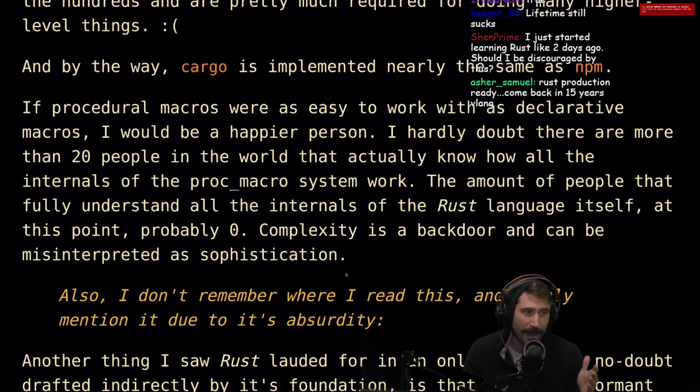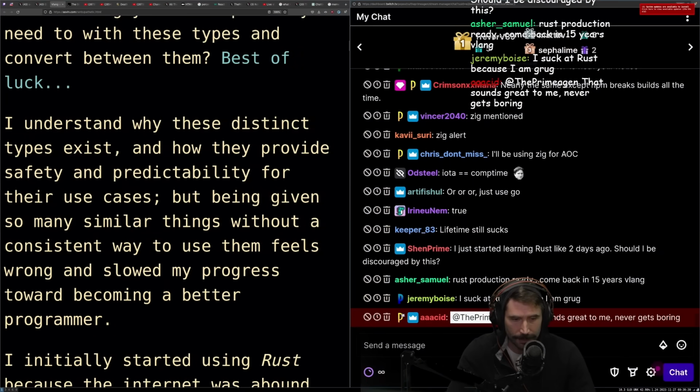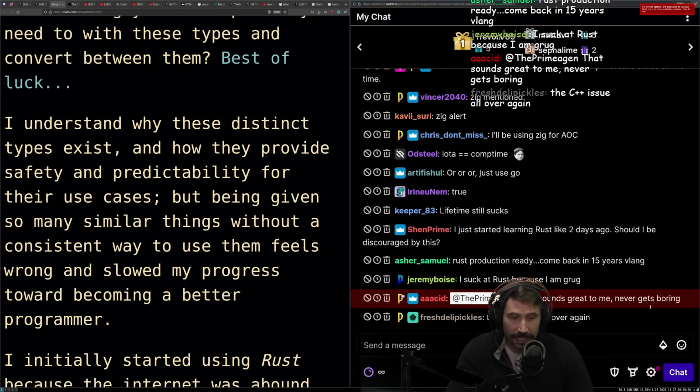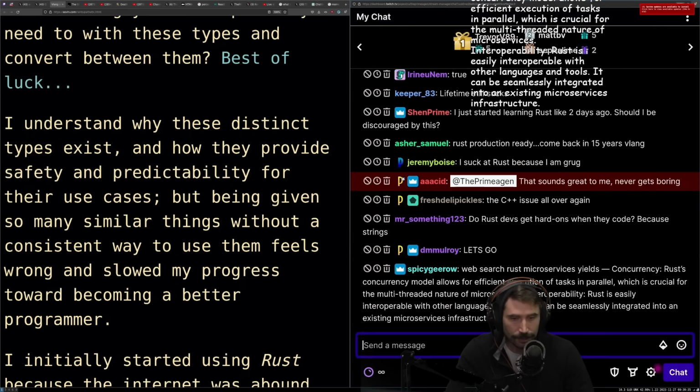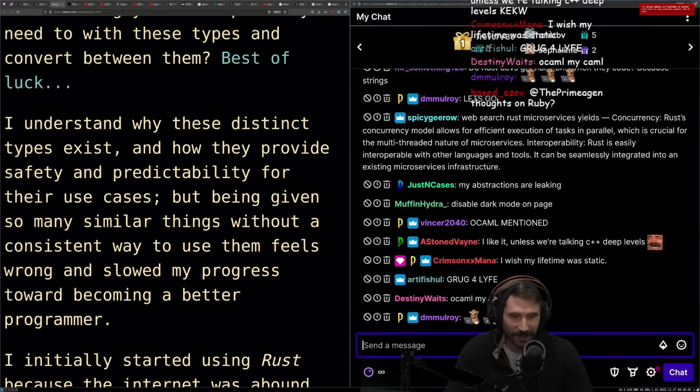I do think OCaml got it right. I honestly think that OCaml got it right. That's why I want to learn OCaml. That sounds great to me. Never gets boring. Yeah, exactly. I think OCaml truly got it right. Let's go. You know why? OCaml mentioned. I know OCaml already.